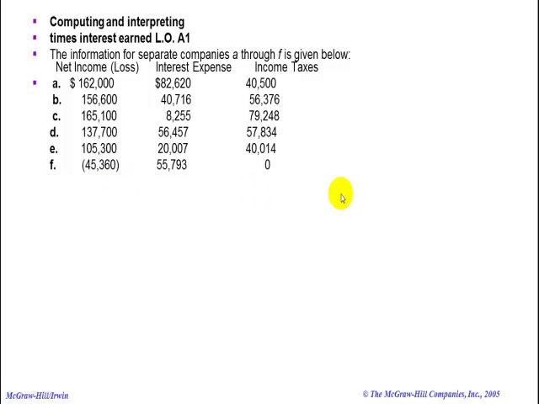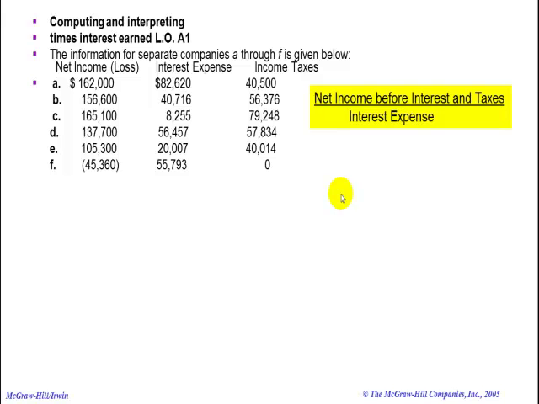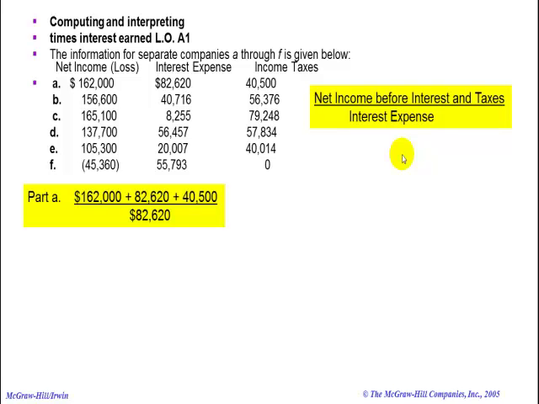So what they want you to do is compute this times interest earned ratio, which again we said was net income before interest and taxes divided by interest expense. So for part A, we'd have 162,000, and we're going to add back the interest because we assume that's after income taxes and after interest expense. So we're going to take this number 162 and add back the interest expense and the income taxes, add this all together and divide it by the interest expense to come up with the times interest earned ratio, which is in this case 3.45 times.